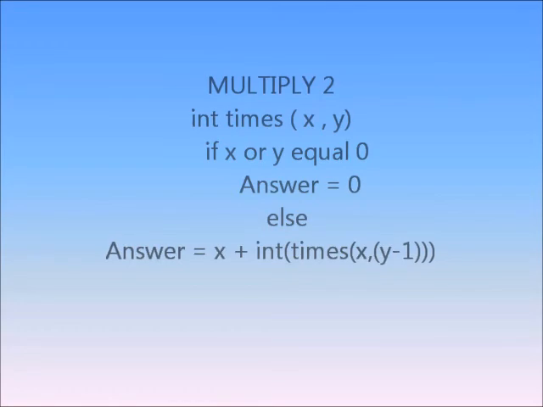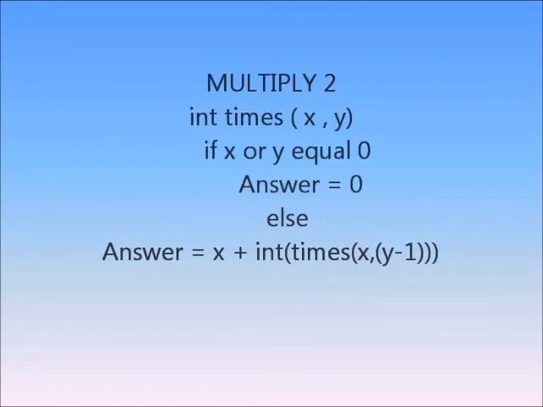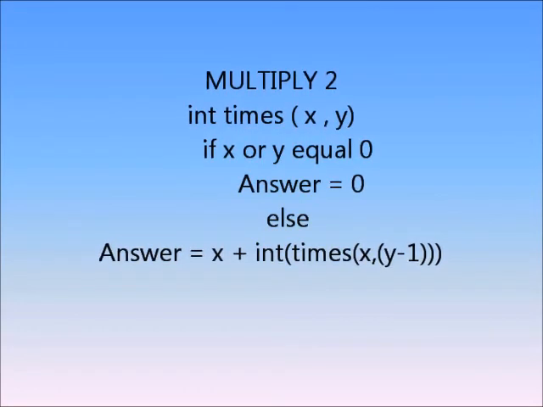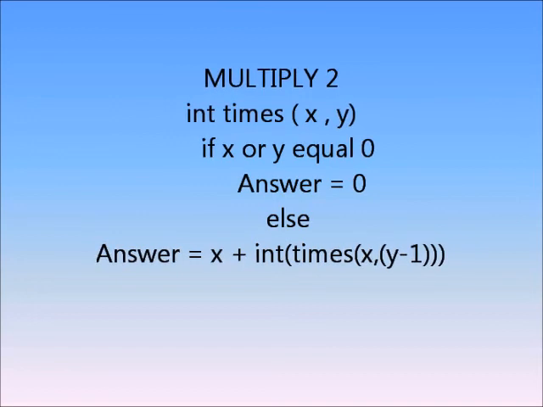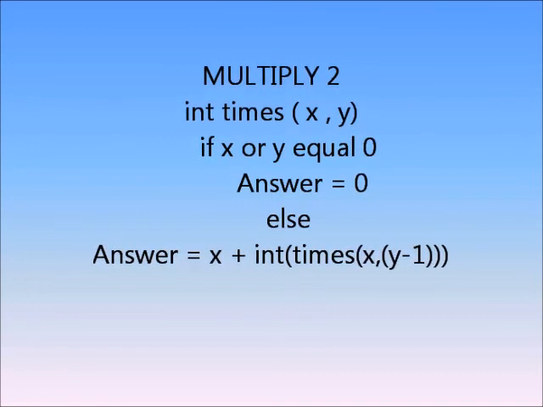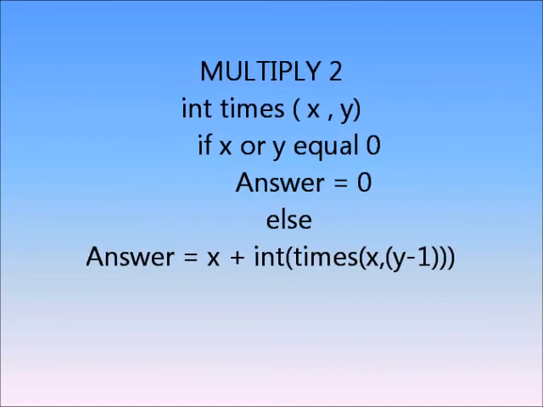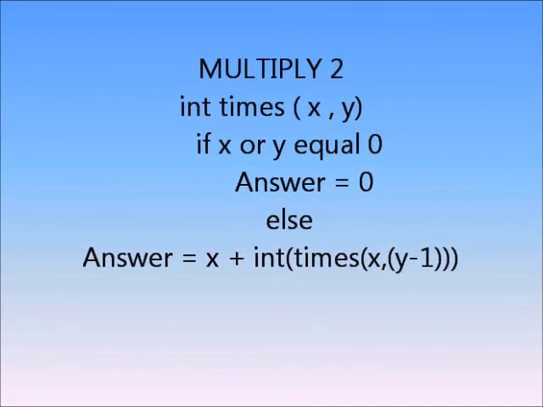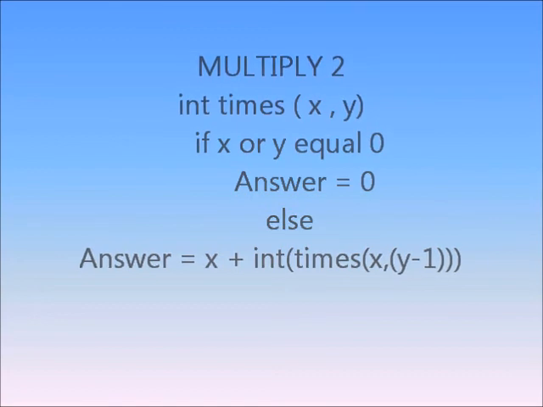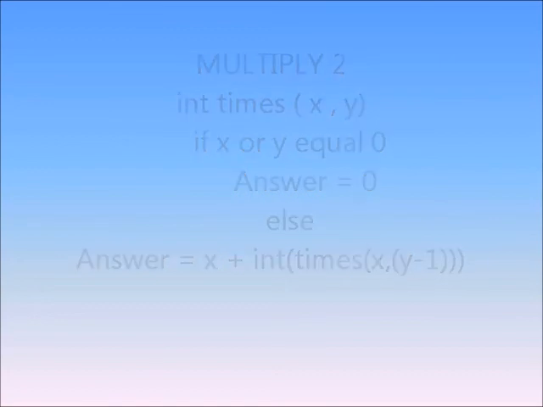To begin, you read in the numbers assigned to x and y. If x or y equals 0, then the answer is 0. If they do not, the result uses recursion to reach a final value with the equation x plus int times x times y minus 1.